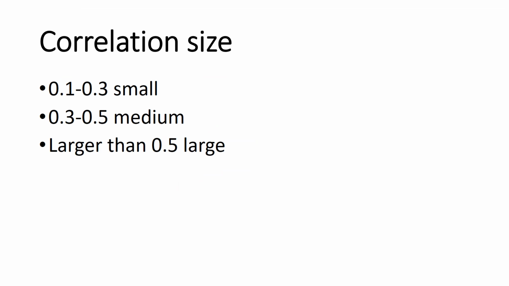For the size of correlation, when r is between 0.1 and 0.3, it normally indicates a small correlation. When r is between 0.3 and 0.5, it indicates a medium-sized relationship. And when r is larger than 0.5, it indicates a large correlation or relationship.